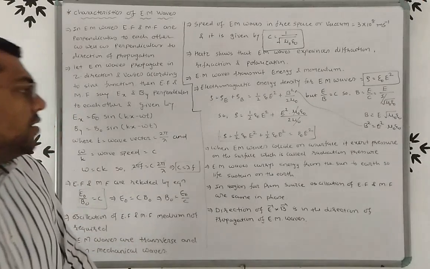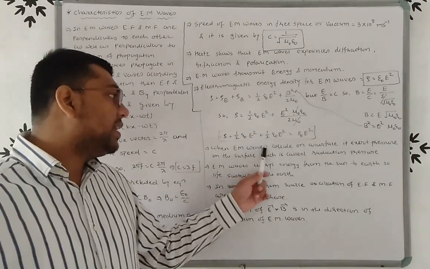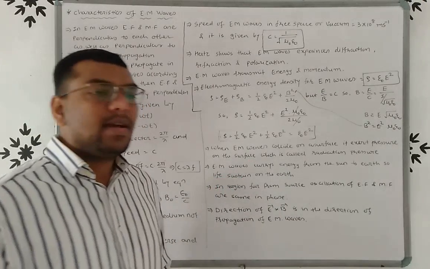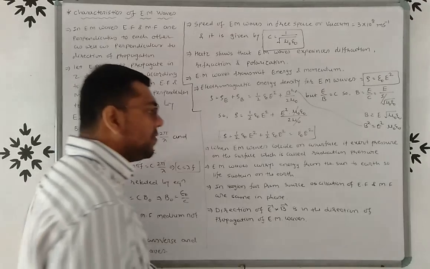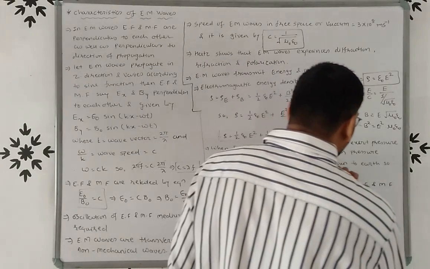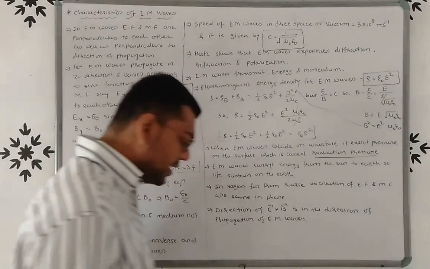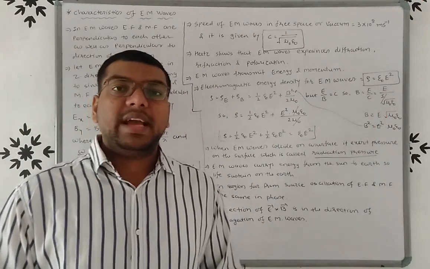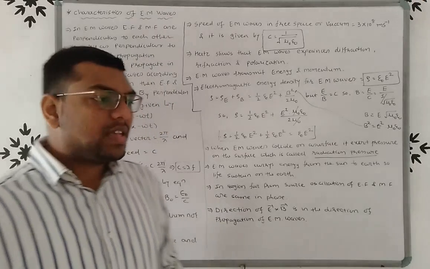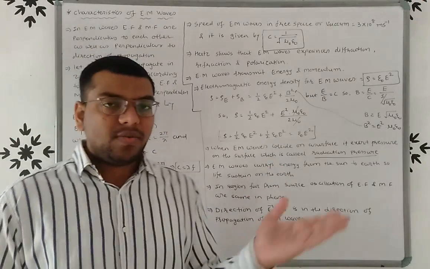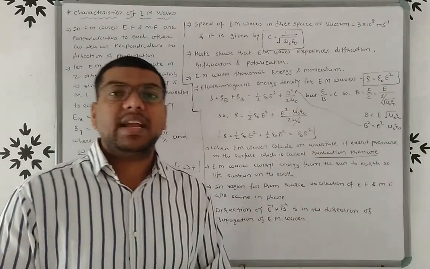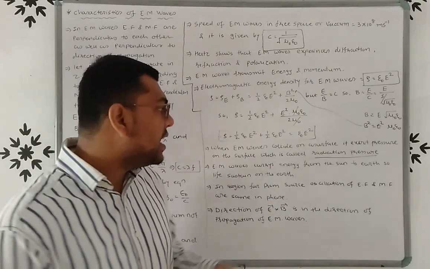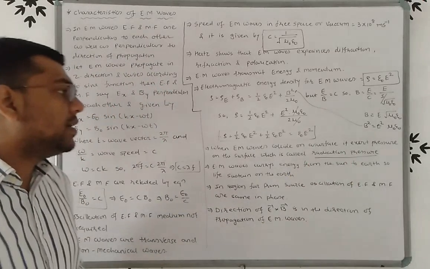Next, when electromagnetic waves collide on a surface, it exerts a pressure on this surface which is known as the radiation pressure, right? So when electromagnetic waves collide on a surface, what happens? It exerts a pressure on the surface, that is known as the radiation pressure.